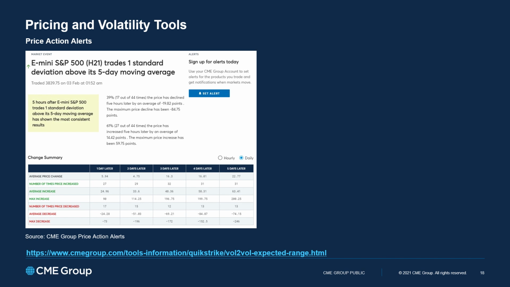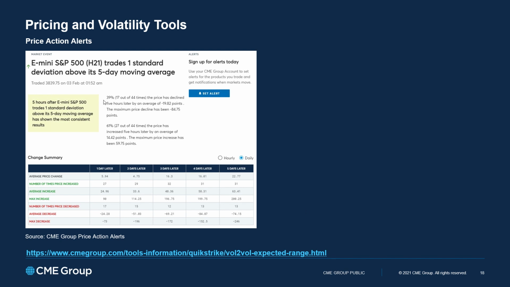What it does is it filters out those kinds of price alerts, but it also looks back historically 1 year, and it tells you that every time that event happened, what happened in the market 1 to 5 days later or 1 to 5 hours later. So in this case, what we've got here is it says, if you were signed up for these alerts, which again, you can do on our website, it says E-mini S&P 500 trades 1 standard deviation above its 5-day moving average. So you've already gone in, you've set up your alert, and you've said, if this happens, alert me. So you get an alert that says, hey, this just happened.